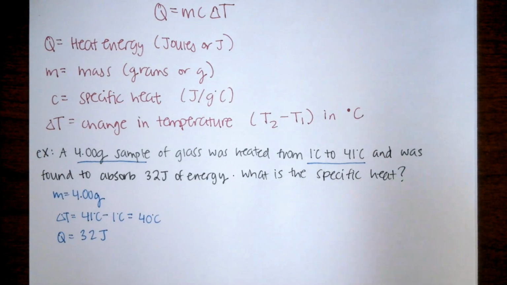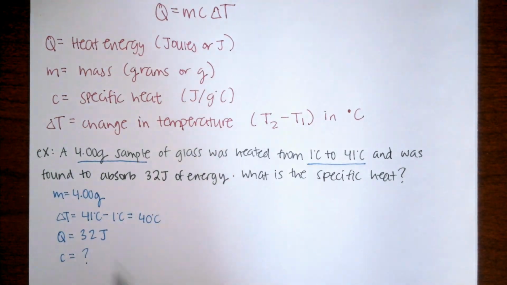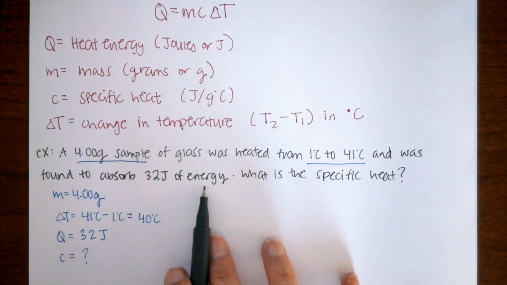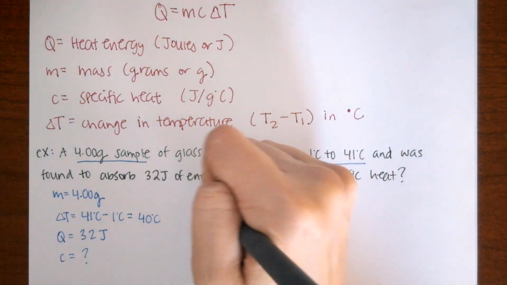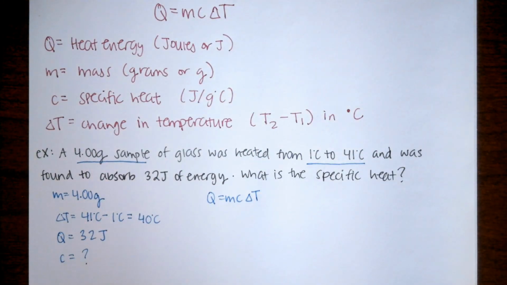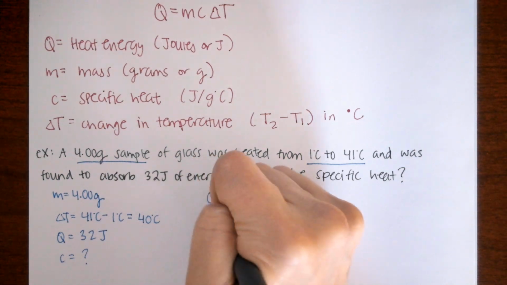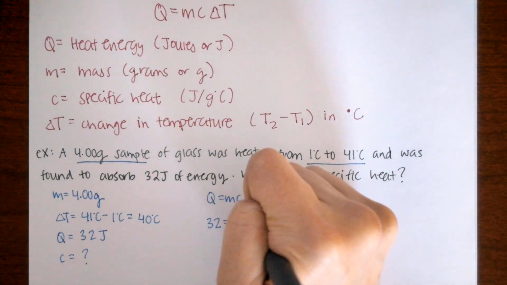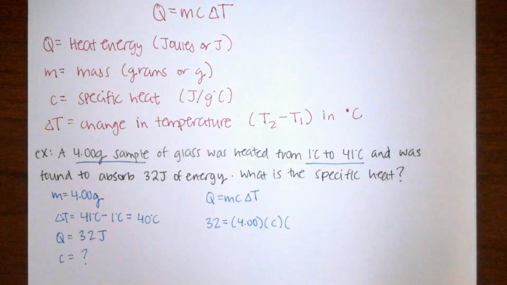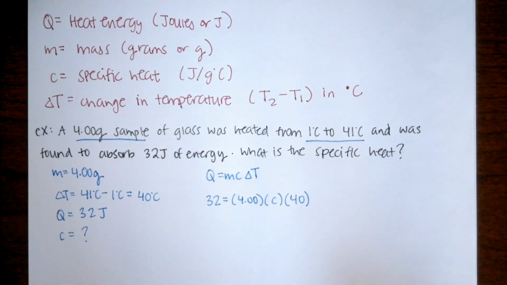And it's asking for specific heat. So specific heat is my C value. That is my question mark. With specific heat, it is either given to you in the question, like other numbers, or you would have to find it. So using the equation Q equals MC delta T, we're going to substitute the numbers in. So we have 32 equals 4 times my specific heat, C, times my delta T, and I'm going to use 40 here. And from there, it's just algebra.